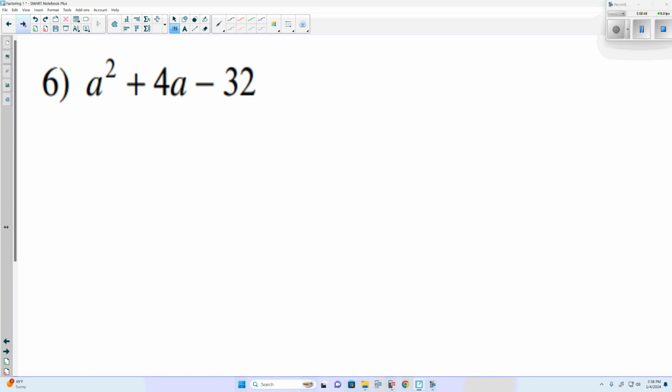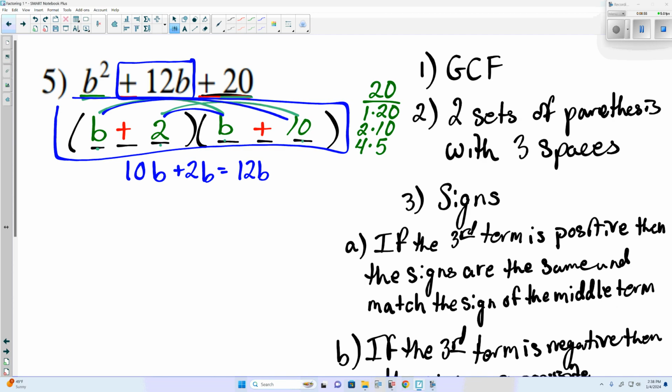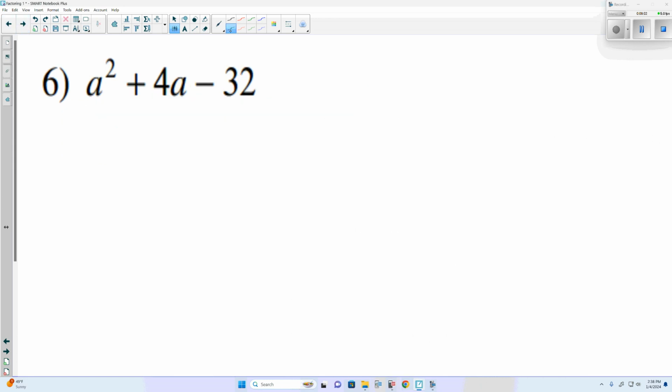This one here, we have a squared plus 4a minus 32. Yes, we're just factoring. So b plus 2 times b plus 10. So if we look at this next one here, we want to factor a squared plus 4a minus 32. Is there a greatest common factor between these 3 terms? No. So we can move on to our second step, our 2 sets of parentheses with 3 spaces.